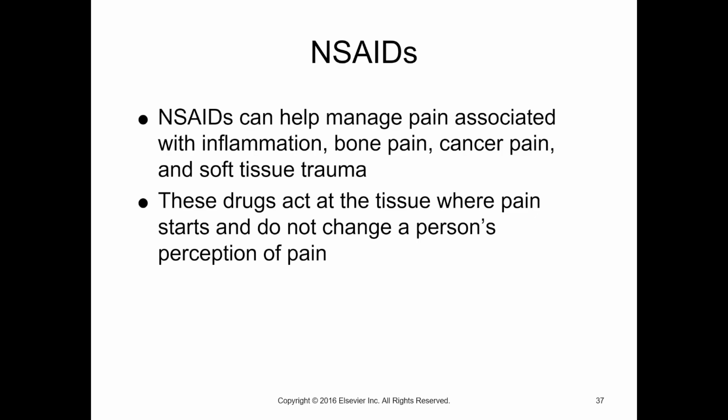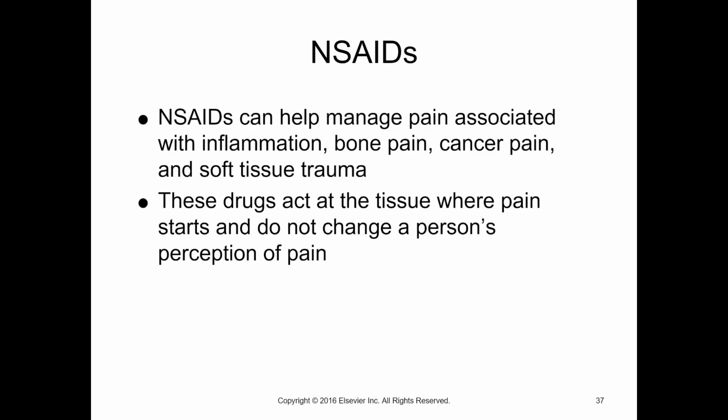NSAIDs, we've talked about NSAIDs already. These help with inflammation. There is actually a lot of literature that tells us that, especially in musculoskeletal patients, an NSAID combined with acetaminophen is just as effective as opioids for musculoskeletal pain. Okay. You also see some issues with opioids not being highly effective for certain types of pain.